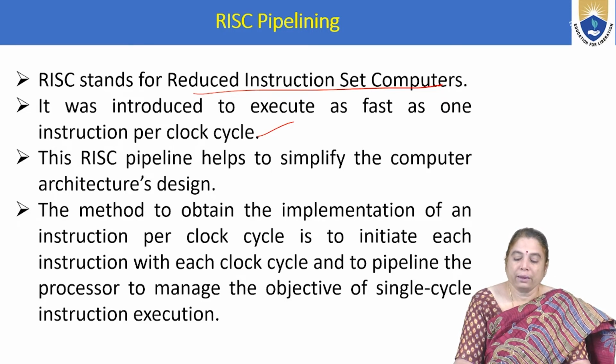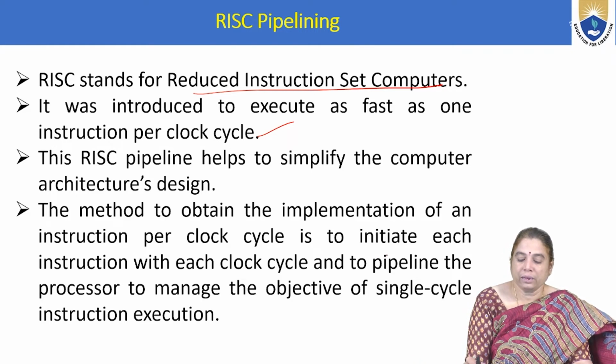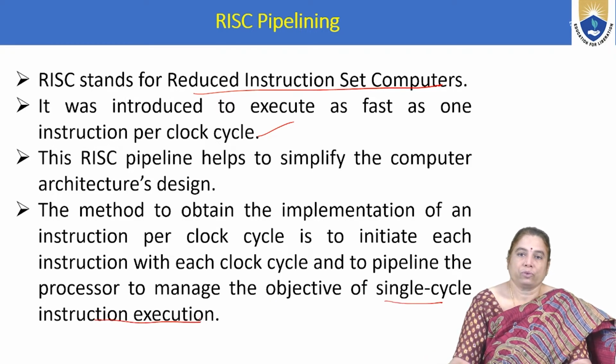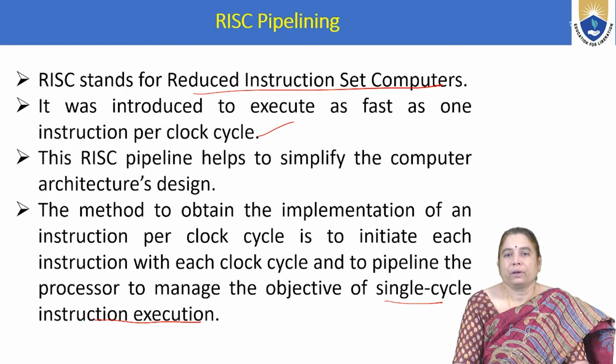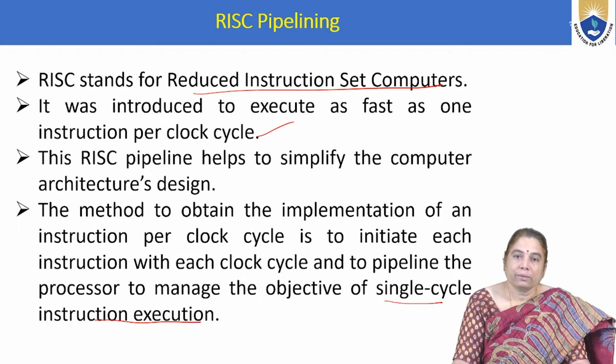So this RISC pipeline helps to simplify the computer architecture design. The method to obtain the implementation of an instruction per clock cycle is to initiate each instruction with each clock cycle and to pipeline the processor to manage the objective of single cycle instruction execution, so that the performance of the computer can be increased or optimized with the help of RISC pipelining. One instruction per clock cycle can be executed with the help of RISC pipelining.